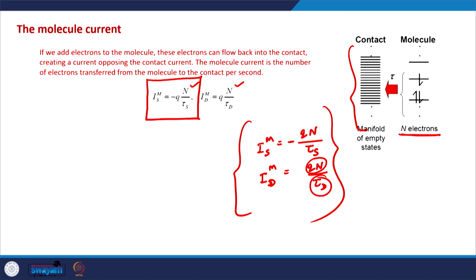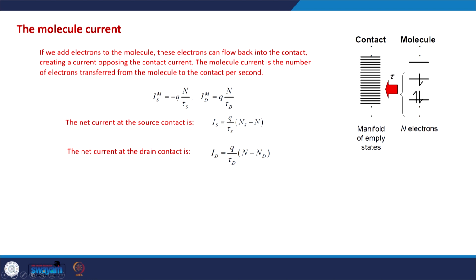In the previous slide, we had the contact components. Finally, the net current in this system is the sum of these two components. The source component of the current is Q by tau s times (Ns minus n), and similarly the drain component is Q by tau d times (n minus Nd), where n is the number of electrons in the quantum dot in steady state, and Ns and Nd are the number of electrons in the source and the drain contacts. And in steady state, there is a constant current throughout the device.